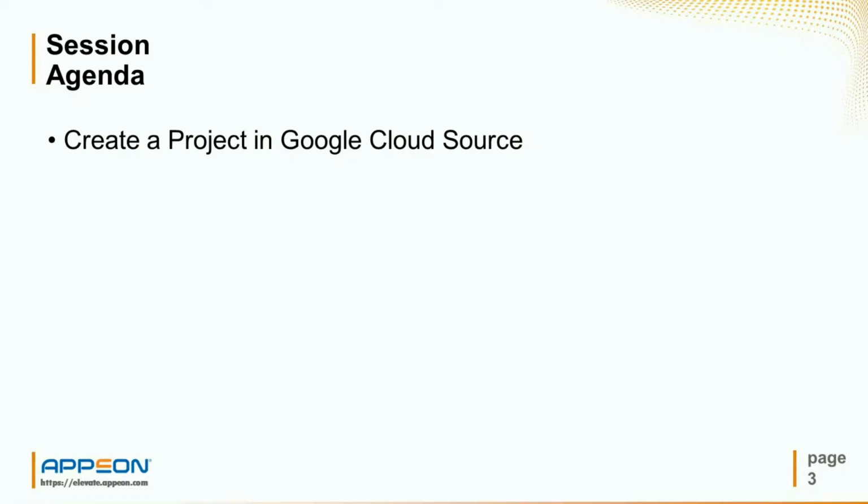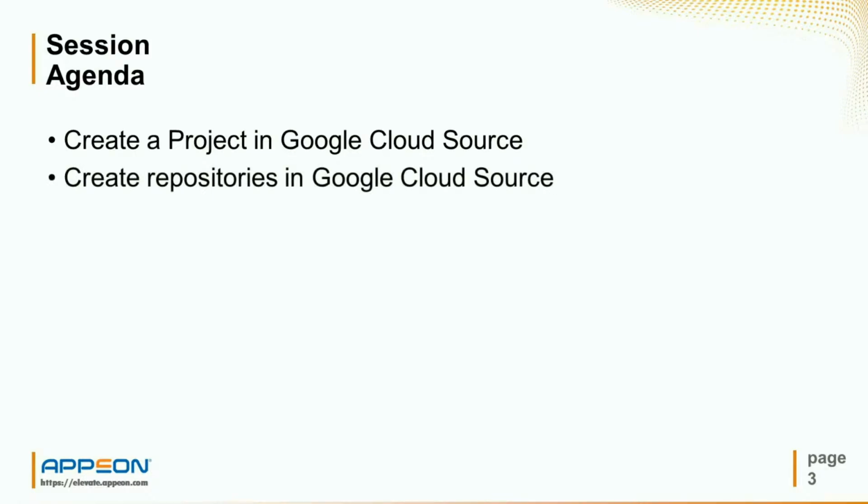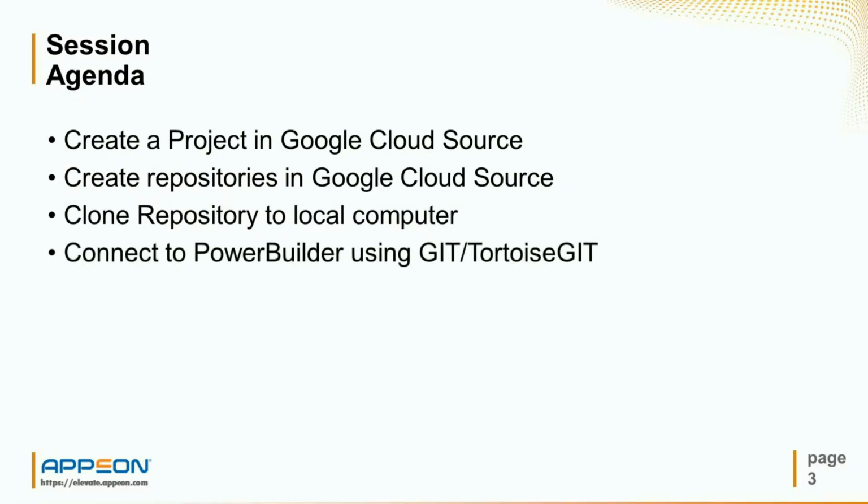Okay, session agenda. First thing we're going to do is within Google Cloud Source, we're going to create a project. And after we've created a project, within that project, we're going to create a repository. And then we're going to clone that repository to the local computer. And we're going to add code. If it's a new repository, we're going to add code to that folder that was just created.